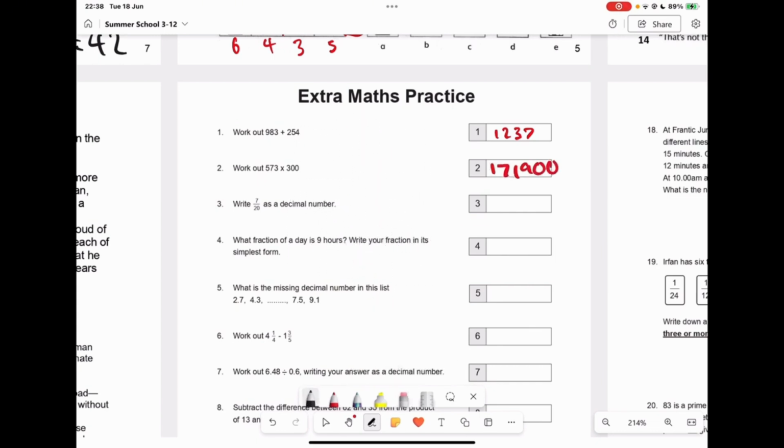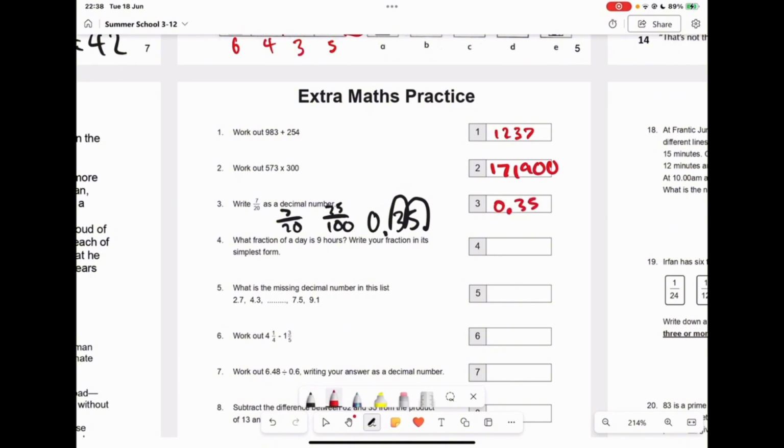Next is, right, 7 over 20 as a decimal, so 7 over 20, we're going to put it over 100, and we're multiplying by 5. So it'll be 35 over 100, 35 over 100, so we move the decimal places back twice, and it'll be 0.35.